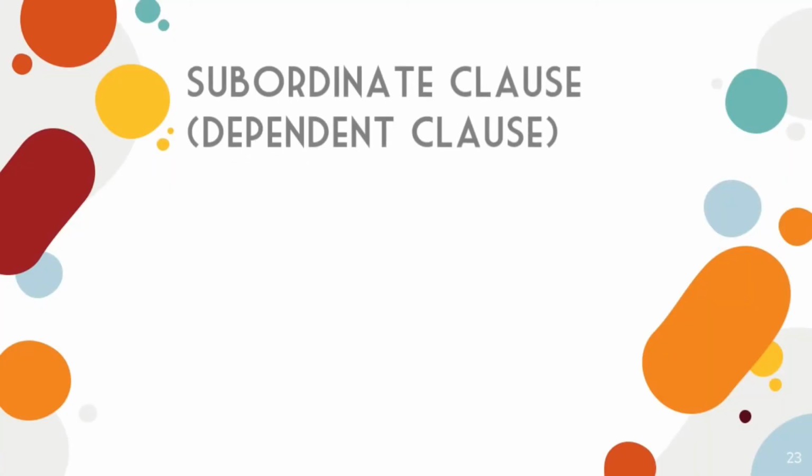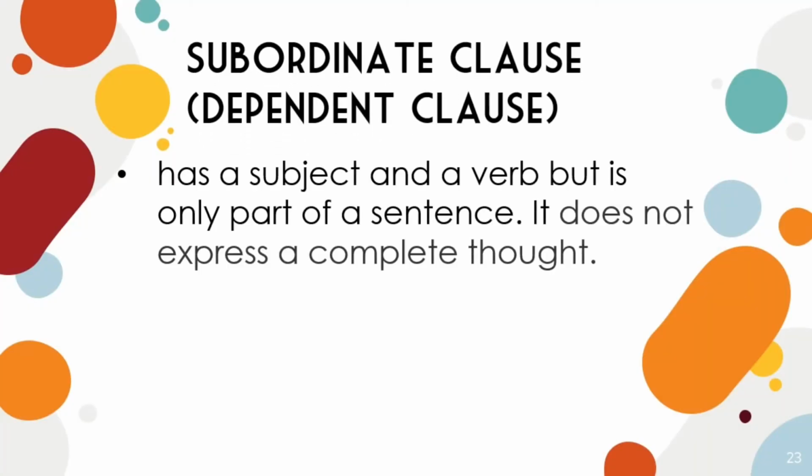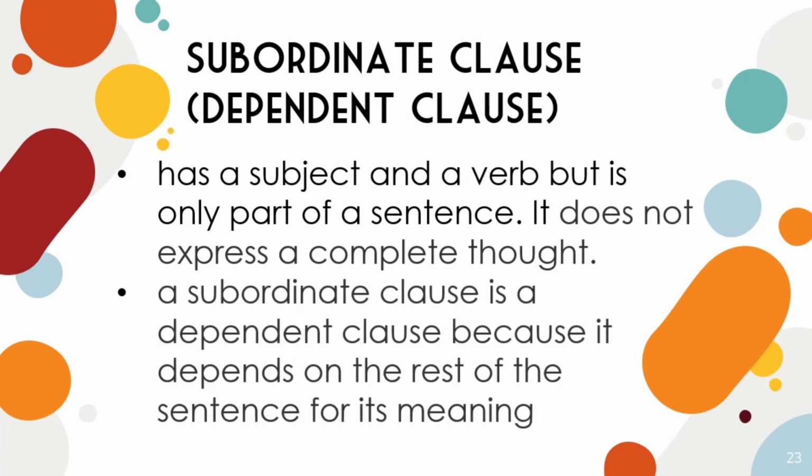Now let's have the subordinate clause. A subordinate clause has a subject and a verb, but it is only part of a sentence. It does not express a complete thought. So a subordinate clause is a dependent clause because it depends on the rest of the sentence for its meaning. So let's differentiate the subordinate clause and the main clause. A subordinate clause is just part of a sentence and does not express a complete thought, while a main clause can be a whole sentence and expresses a complete thought.